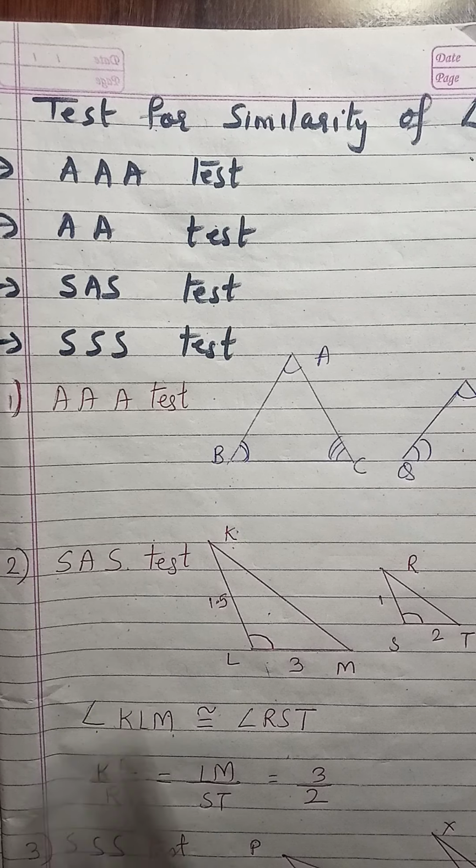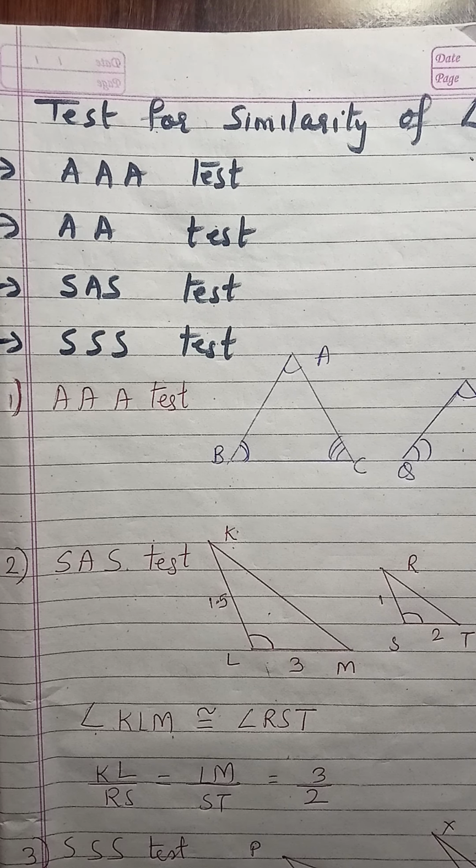Further, SAS test. SAS, side angle side, clearly indicates that a ratio of two sides should be there and one pair of angles should be congruent. Now, what should the angle be? It should be the angle between the two given sides. Then only we can say that the two triangles are similar by SAS test.